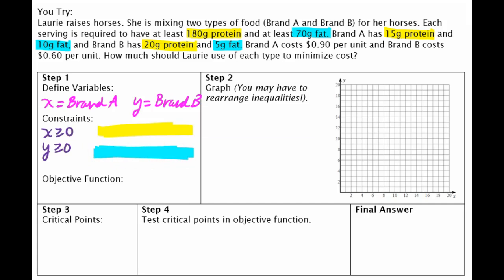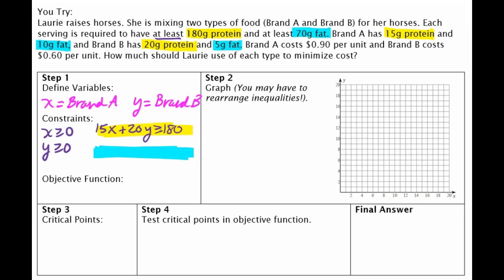So let's look at the protein one first. It says that a serving is required to have 180 total grams of protein. So 180 is going to be the number that's on the right side of my inequality. 15 grams of protein is how much brand A has, so I'm going to multiply 15 times my variable for brand A, which is X. And then I'm going to add to it 20 times my variable for brand B, which is Y. And then it says I need at least 180 grams. So at least means 180 or more, so that means greater than or equal to.